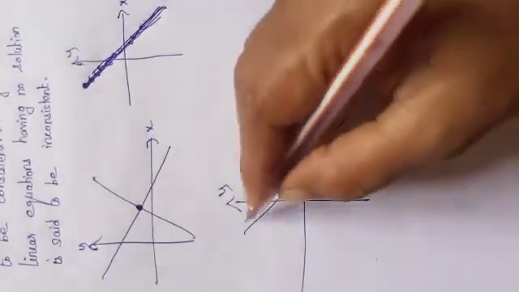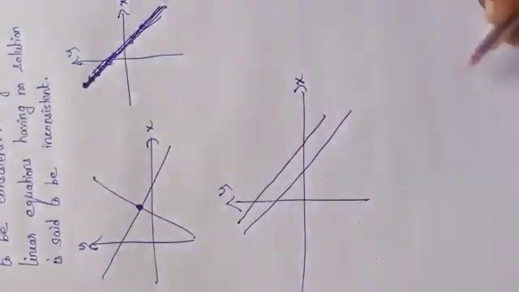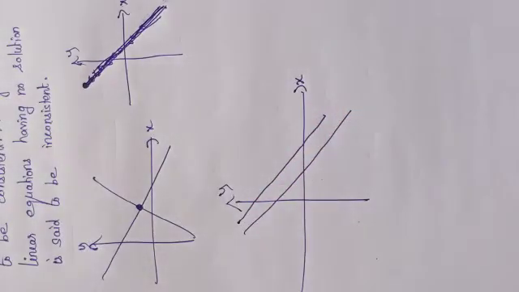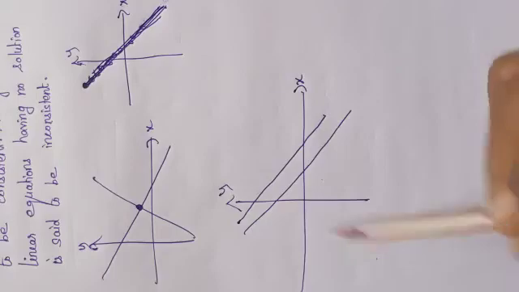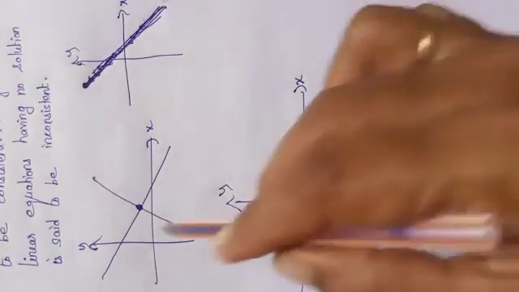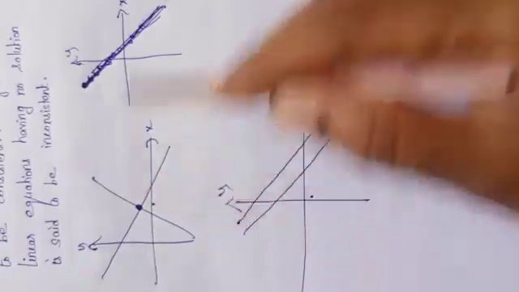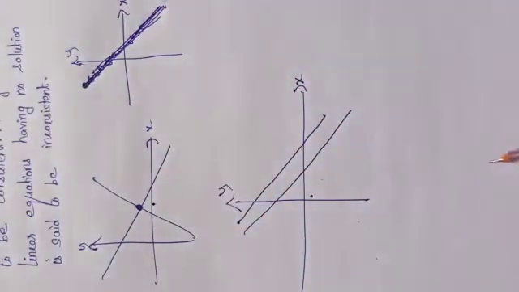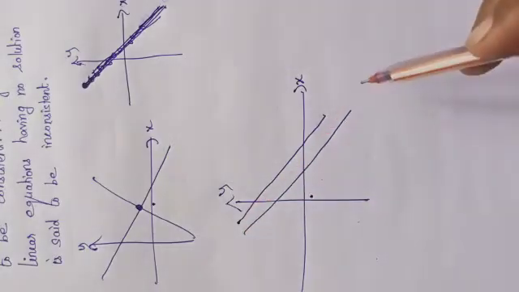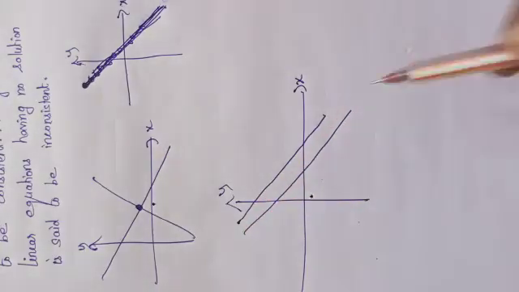See, one line and the next line, both will be parallel to each other. If they are meeting at any point, only then can we say that it is consistent and has a solution. So this is inconsistent. This is consistent and has a unique solution, consistent and has many solutions. And this is inconsistent because both the lines do not intersect at any point.